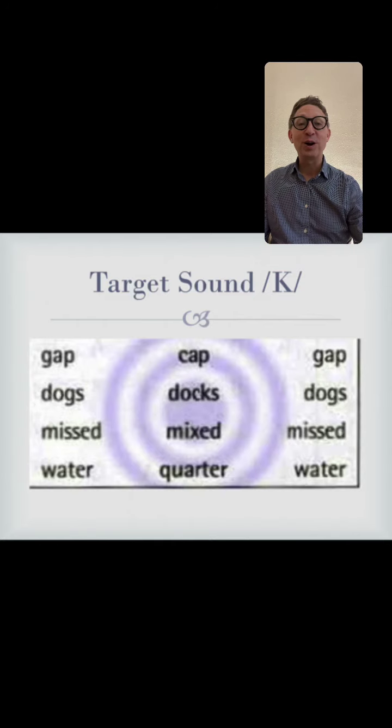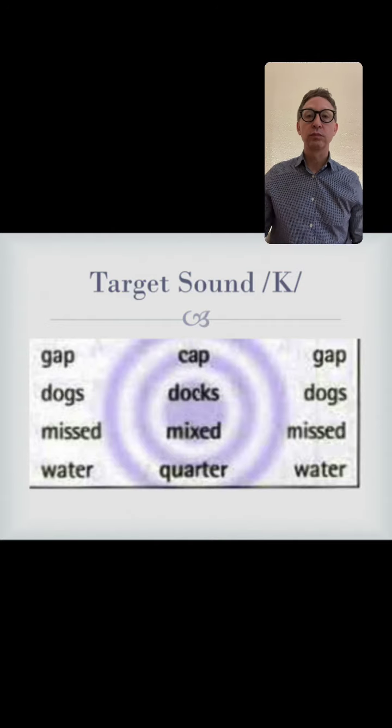All right, now let's look at the target sound of K. So we're gonna have two sounds that are similar to the K sound and then the actual K sound. And now we have to start listening very carefully. This is a little bit more difficult. Ready? I'm gonna say all three and you repeat after me. Gap, cap, gap. Gap, cap, gap.